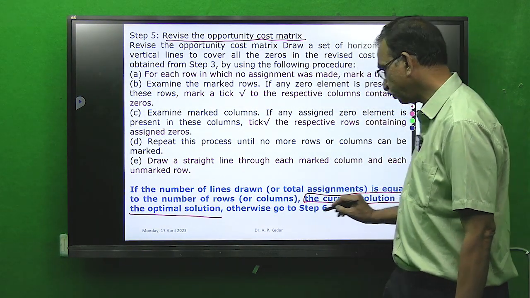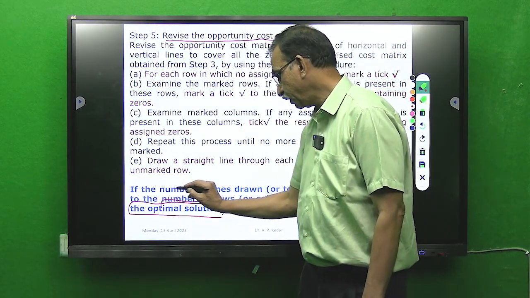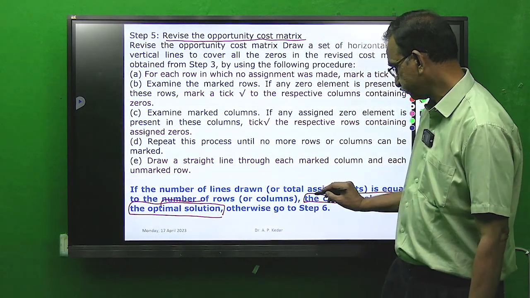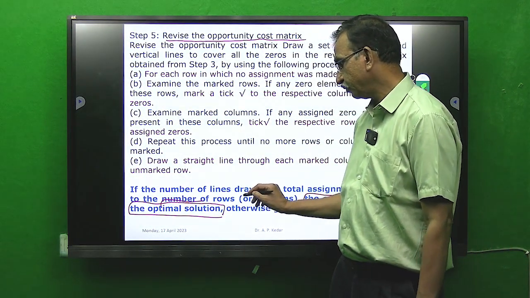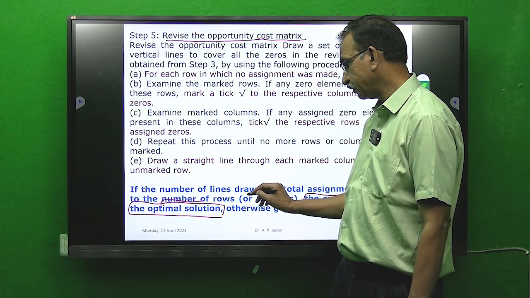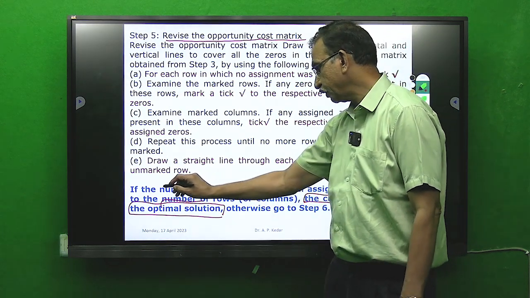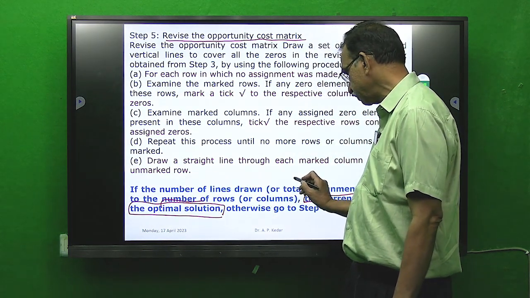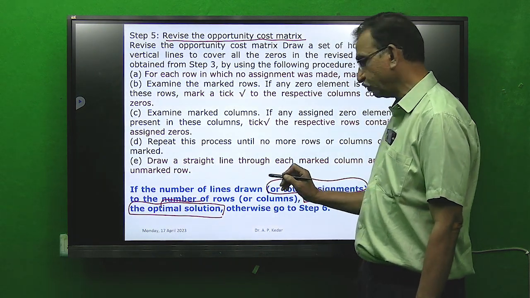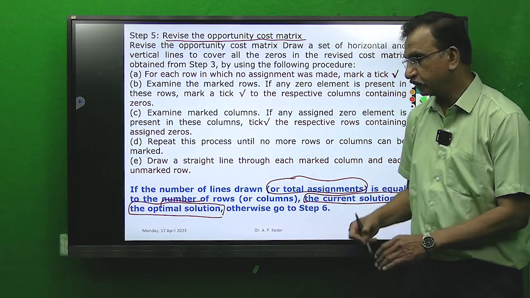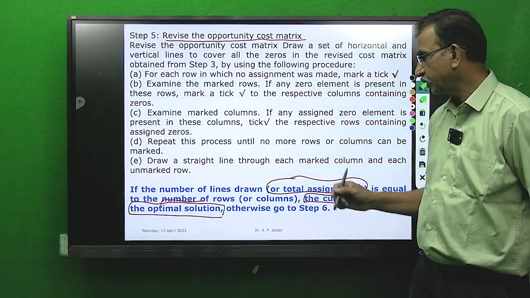When the current solution is optimal, the condition given in the beginning is: if the number of lines drawn is equal to the size of the matrix, that is the number of rows or the number of columns, and the lines drawn cover all assignments, all zeros. Again, this point will be made clear when we solve the problem.